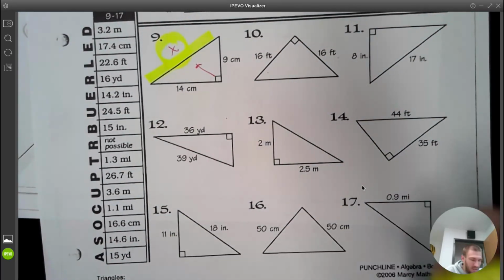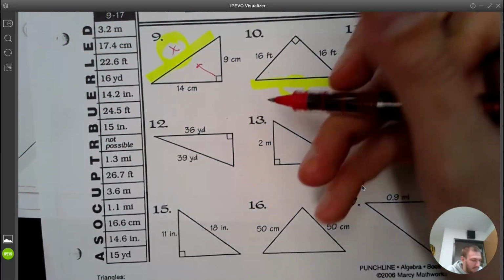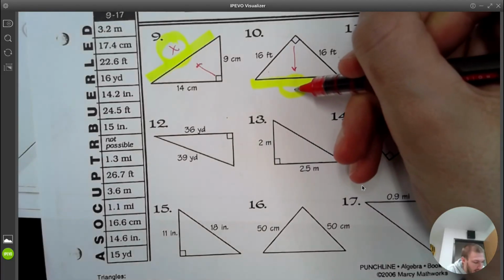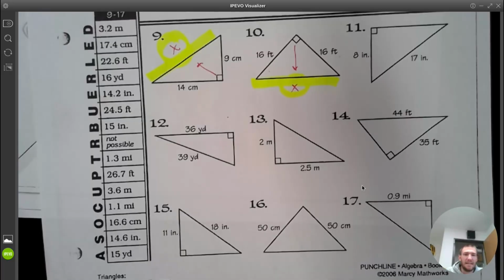For the second question, number 10, this is the C side because it is opposite the 90 and it is the long diagonal piece, okay? Take your time, do this right. These are not questions you want to be missing, okay?